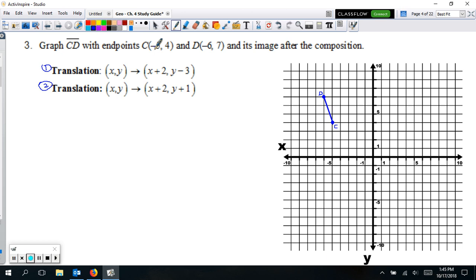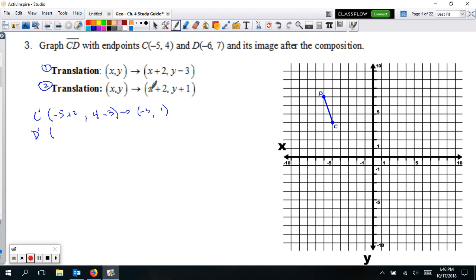The first translation is going to add 2 and subtract 3 from our points of CD. I'll put prime on this one. So C prime would be from the first one. For C, -5 is the X, so it's -5 plus 2, comma, and then the Y is 4, minus 3. So our C prime point will be the ordered pair -3 and 4 minus 3, which would be 1. So -3, 1 for C prime. Now the D prime point.